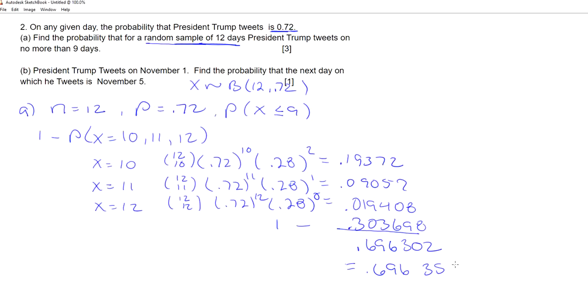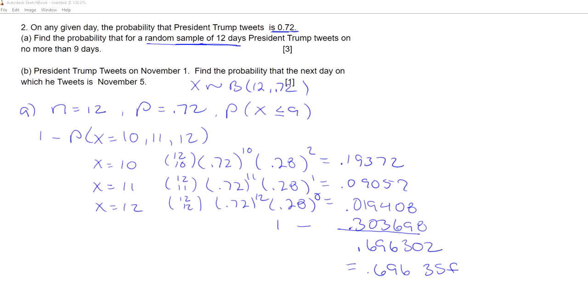In part B, we switch gears. It says that President Trump tweets on November the 1st. Find the probability that the next day on which he tweets is November the 5th. So again, it's not asking how many times, the probability of a number of times. It's asking for the next time, or if you will, the first time. So what I'm going to do is kind of map this out.